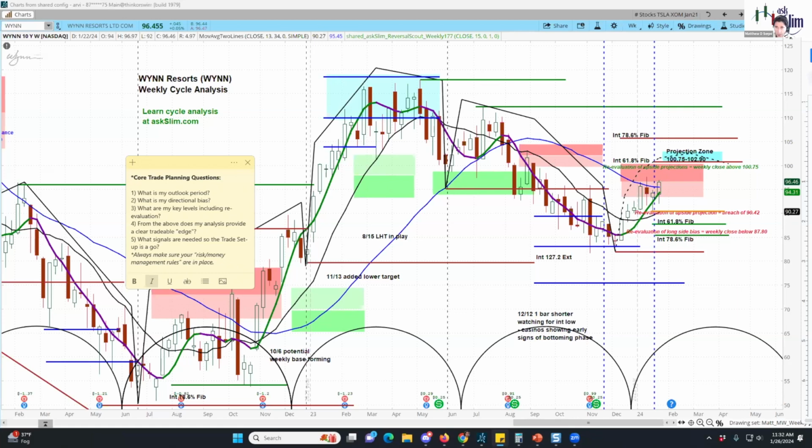And then once you've gone through your analysis, you want to make sure that you actually have a tradable edge. And then from there, what are the signals that suggest that trade setup is a go? And obviously, you want to always make sure that your risk and money management rules are in place. Okay, so that's sort of the framework for it. Now let's look at Wynn here.